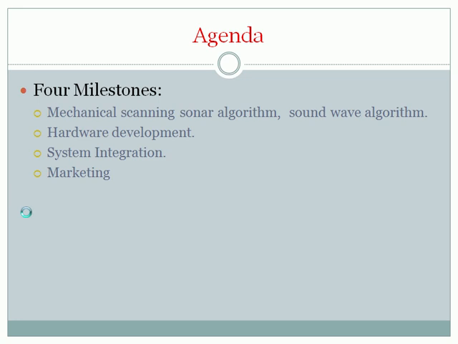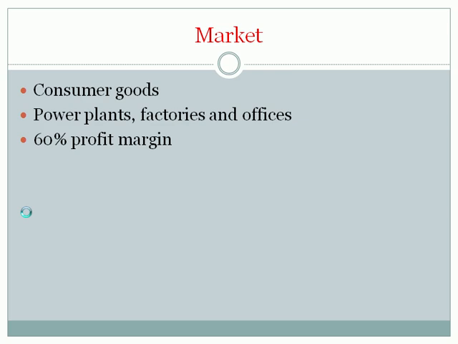Can you go back a slide? If you know that you're going for a 60% profit margin, how much does the product cost? My product costs $10,000 per unit. And this is for a leaf blower? No, this is going to be for closed environments.